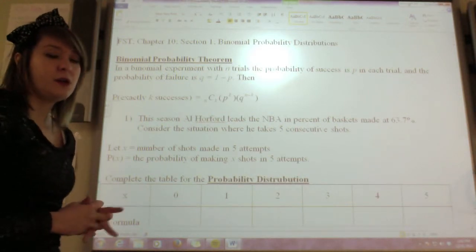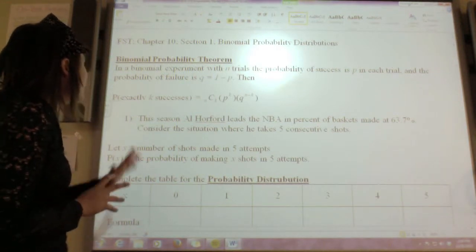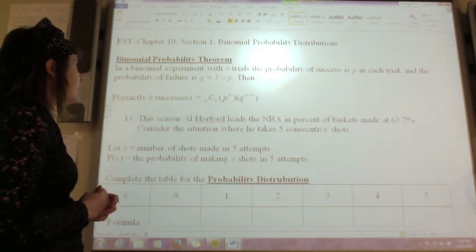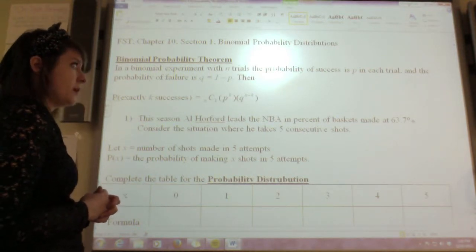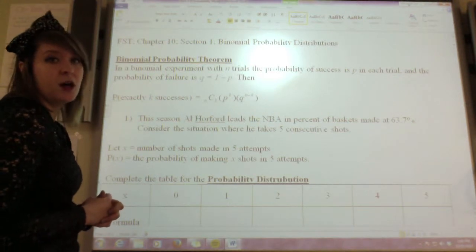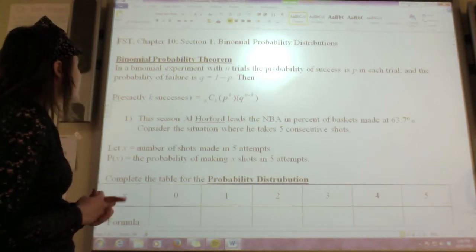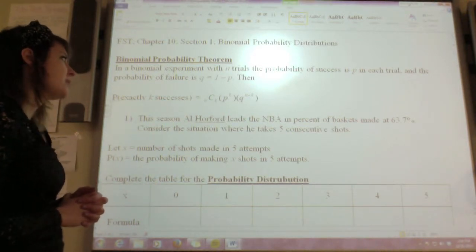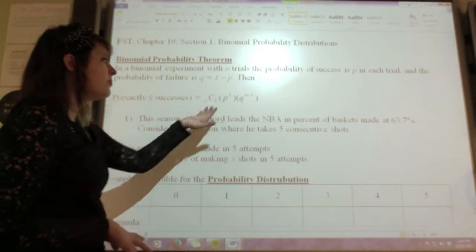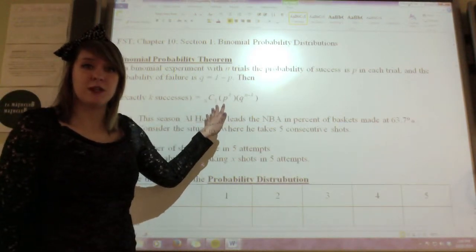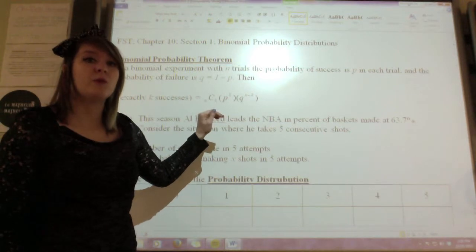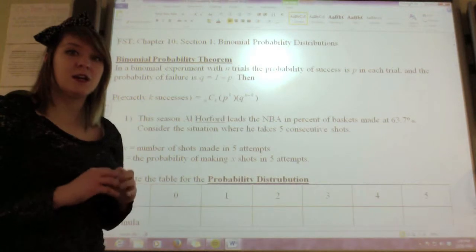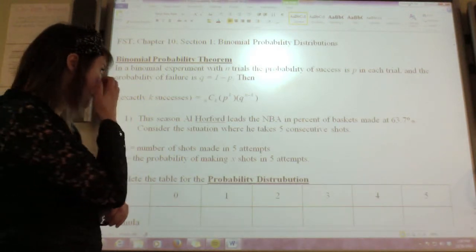So in a binomial experiment with n trials, the probability of success is p in each trial, and the probability of failure is q, which is equal to 1 minus p. In other words, it's the complement of the probability of success. Then we can say that the probability of exactly k successes is going to be n choose k times p to the k times q to the n minus k. Hopefully you recognize this formula from the last chapter we did. It's the same exact thing. We're just focusing on these probability distribution functions in the context of a binomial experiment.